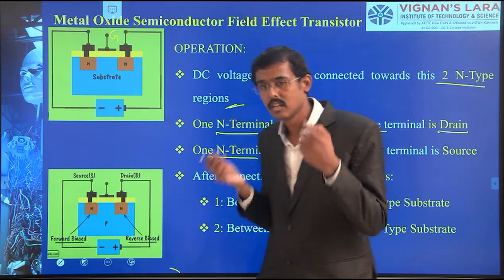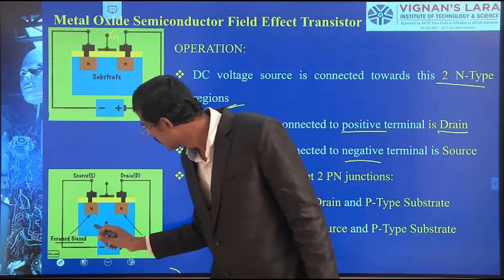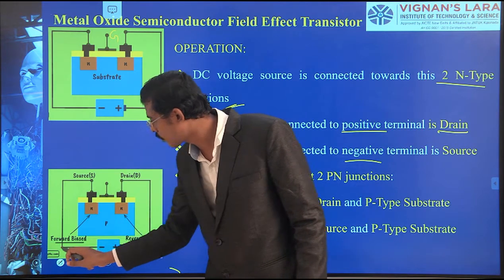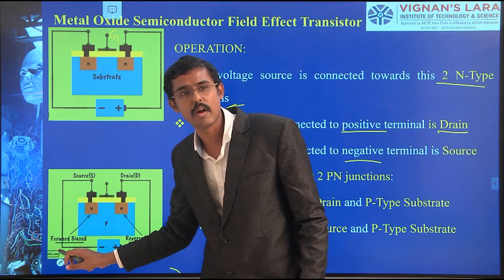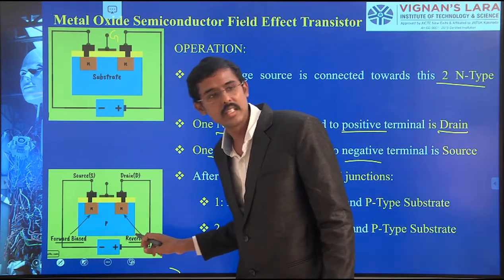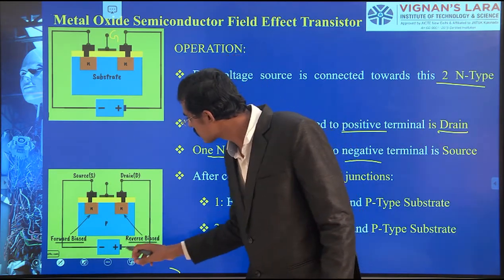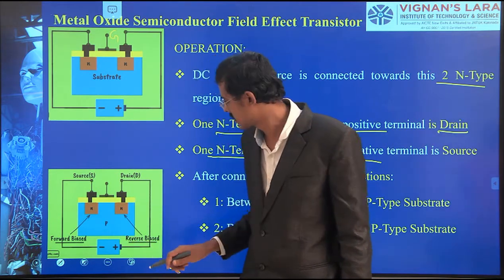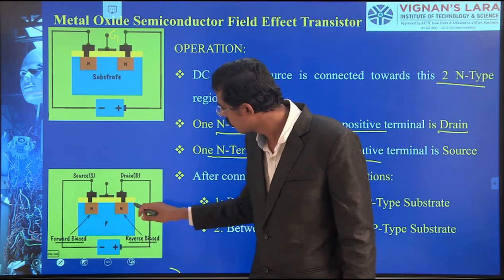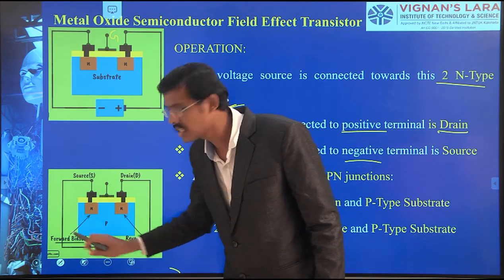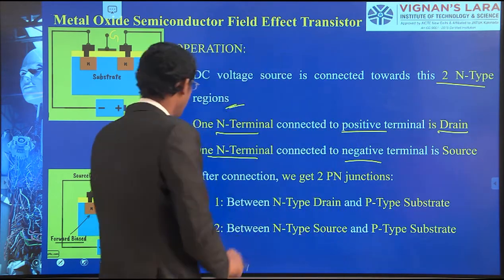How have we done this? Remember that this N is connected to the negative. N to N, we name this a forward bias. And similarly, this N to N we name a reverse bias combination. Here positive to N is reverse bias. N to minus is a forward bias combination.